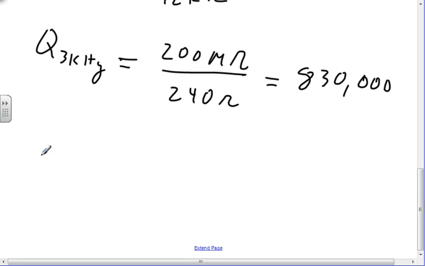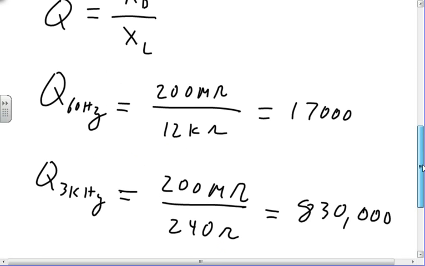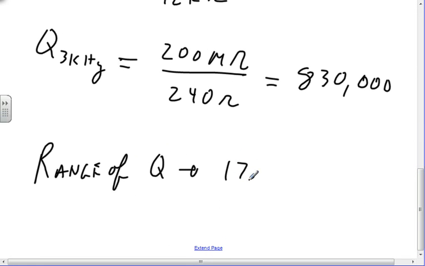So the range of Q is anywhere from 17,000 to 830,000. All right. Well, was that easy enough? Not really. Not unless I just went over it before I got to the problem. Then I would have been wondering how. But I just went over it, so it wasn't a problem.